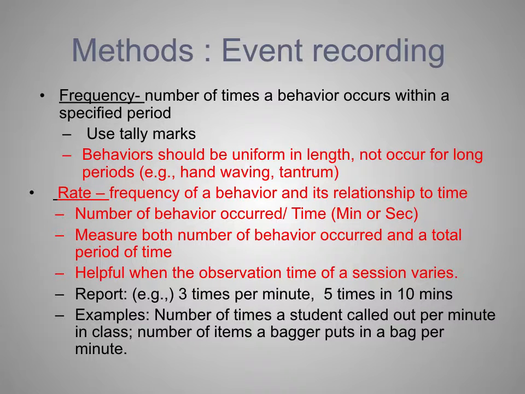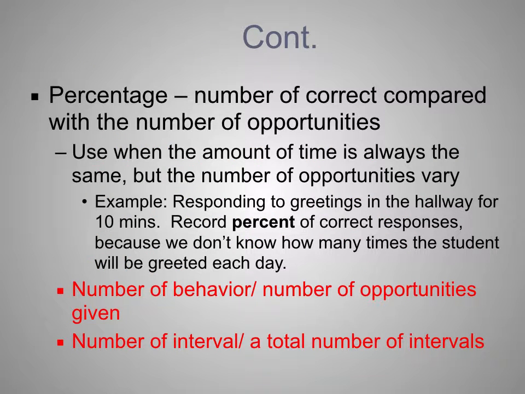Rate is the frequency of behavior and its relationship to time. So you will divide the number of behaviors that occurred by time, minutes or seconds. So when you report your data, you will say, for example, three times per minute, 5 times in 10 minutes, such things. Percentage is the number of correct responses compared with the number of opportunities. You can use this for frequency and interval recording.